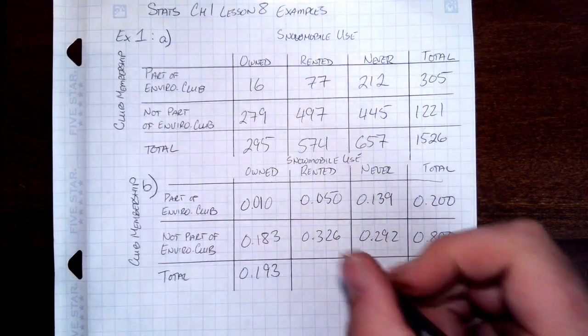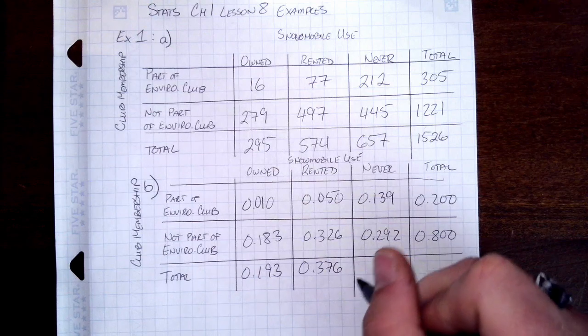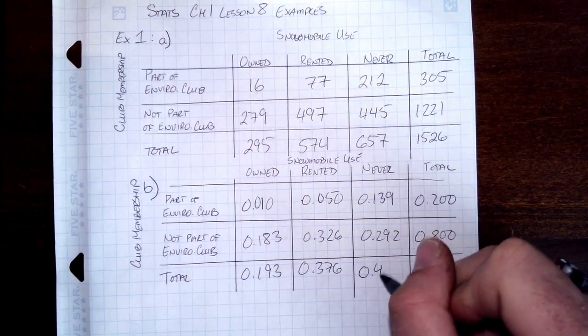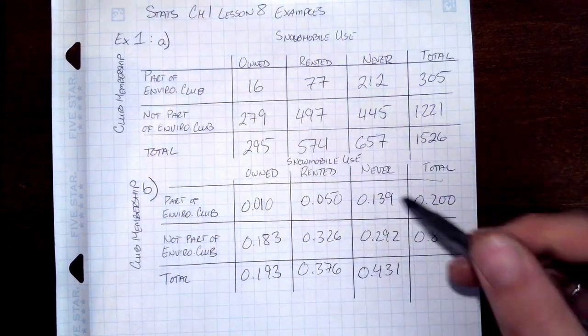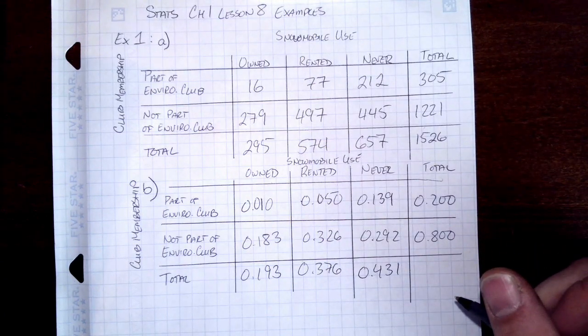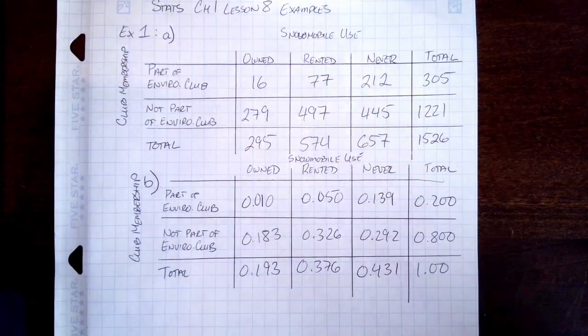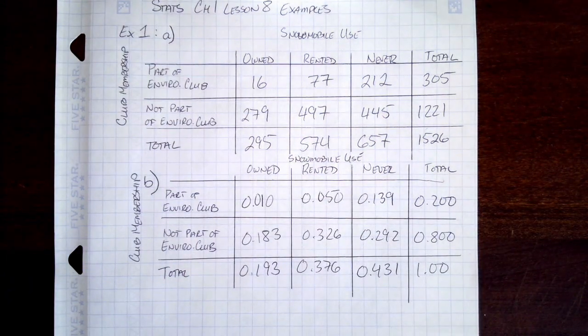0.193 checks out there. 0.376 checks out there. 0.431, 9, 10, 11 checks out there. And if we add those together, we get a total of 1. And that's example 1.